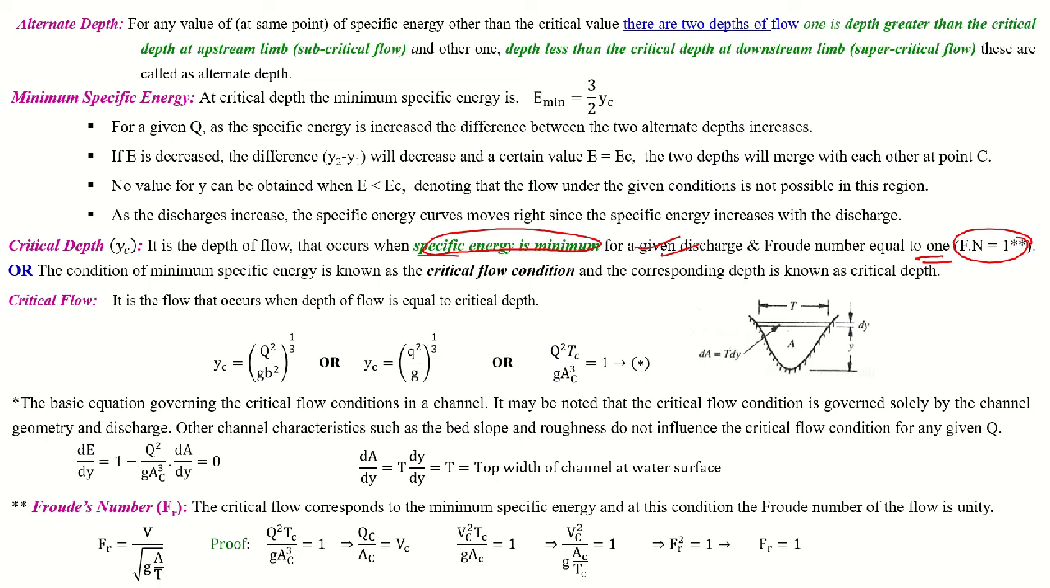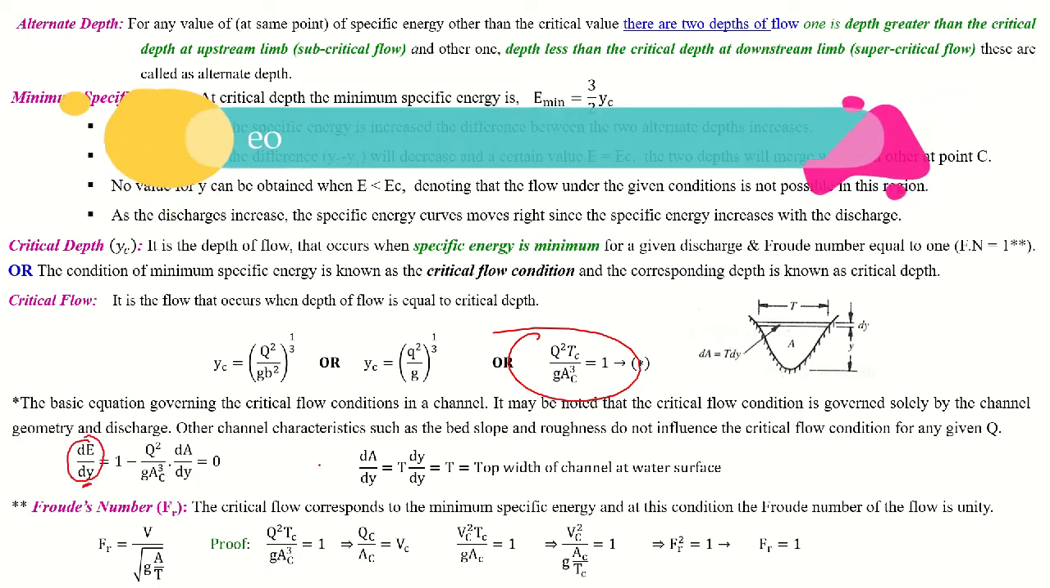Now, this critical depth YC can be written in different equations, in terms of discharge, or in terms of discharge per unit width, or in terms of top width or geometry. This area or top width is called your geometry, meaning the dimensions of your rectangular area. This equation mainly tells us the critical flow condition depends only on your channel geometry and your discharge, not on any other parameters such as your bed slope and roughness. Differentiate the specific energy equation with respect to y, set it equal to 0, and you will get the equation.